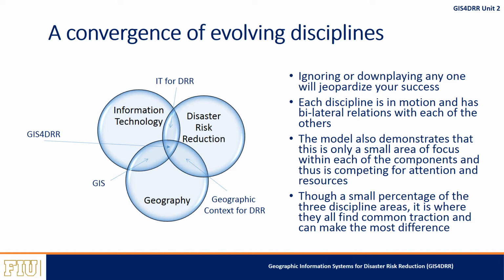The Venn diagram shows how the geography, IT, and disaster risk reduction disciplines interact. To provide a meaningful analysis, all 3 elements must be adequately addressed and respected. It should also be noted that each of these disciplines is in motion, evolving and advancing, and requiring careful thought and continued research.